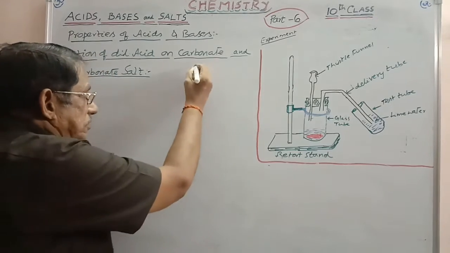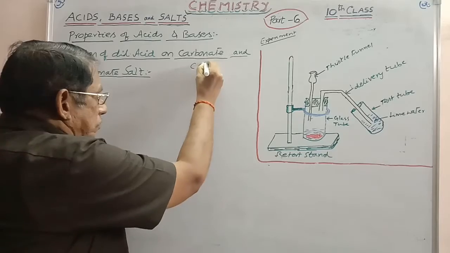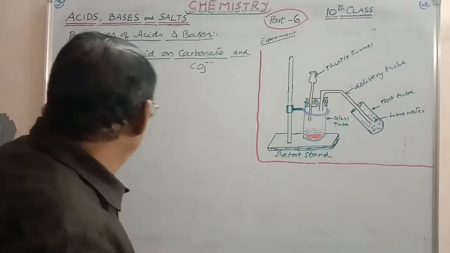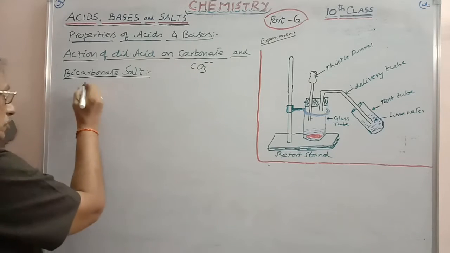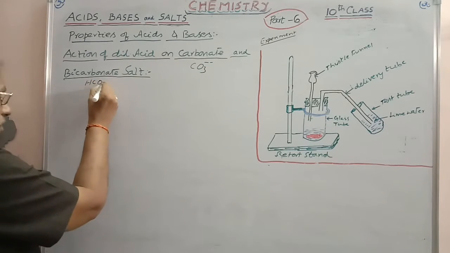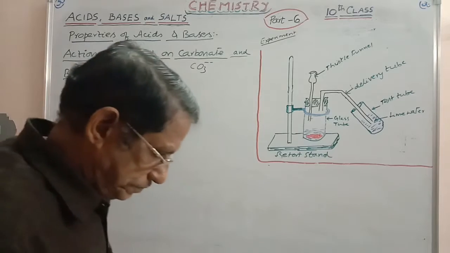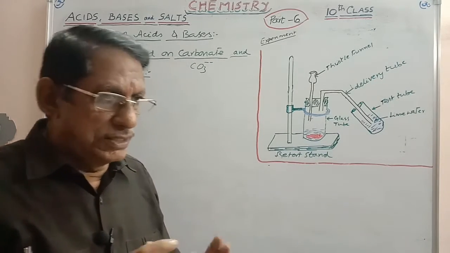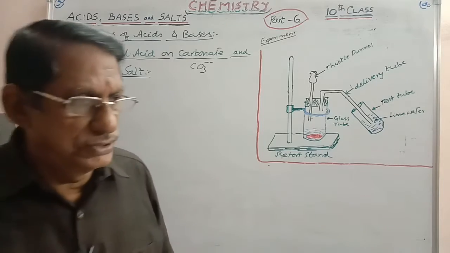Carbonate salt means CO3 2 minus. This is the carbonate ion. Carbonate ion containing salt. Bicarbonate means you have to add H plus to this: HCO3 minus. That is the bicarbonate ion. Salt containing bicarbonate ion, salt containing carbonate ion. You can take these separately in two test tubes.